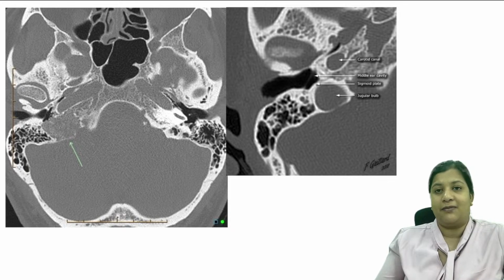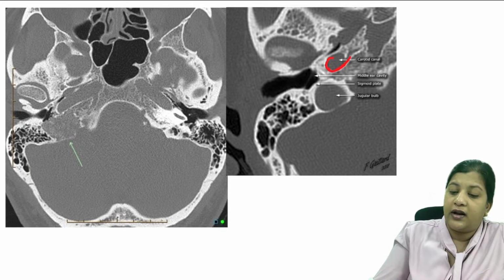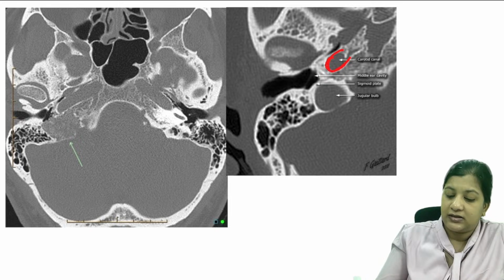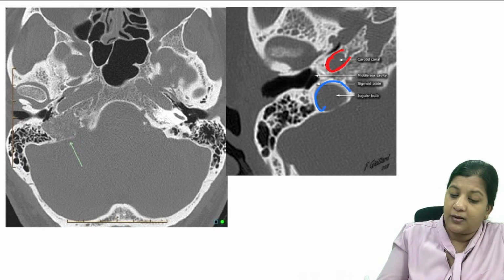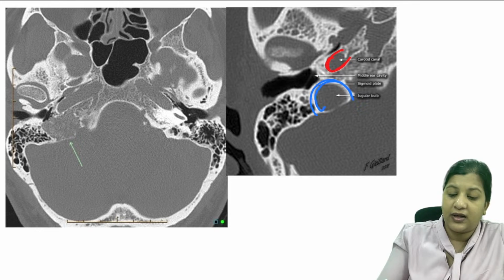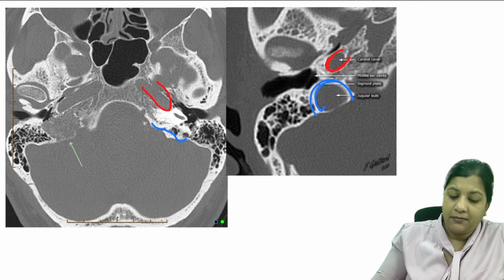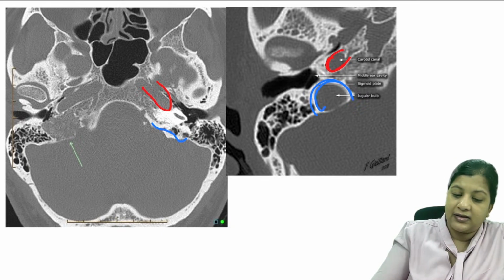Now look at this image. See, this is how a normal carotid artery would look like. This is how a normal jugular bulb would look like. So that is the area of the jugular. Similarly, you can see here, this is your carotid and this is the area of your jugular. In between them, do you see that there is a piece of bone present here?